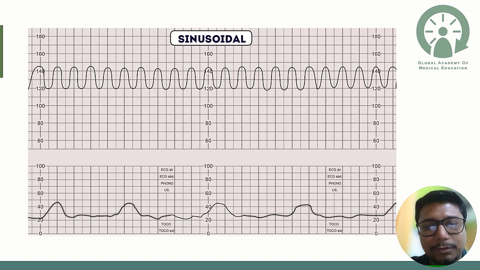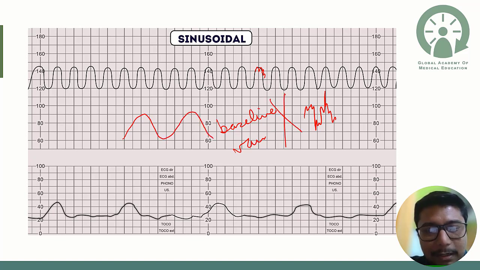But this is the sinusoidal pattern. Remember, there is no variability, no baseline. See, there is no baseline and no variability. There is no beat to beat variability. It is not like this, it is a smooth curve, right? So no baseline, no variability. So this pattern is sinusoidal, and this is one of the worst prognoses among the CTGs.